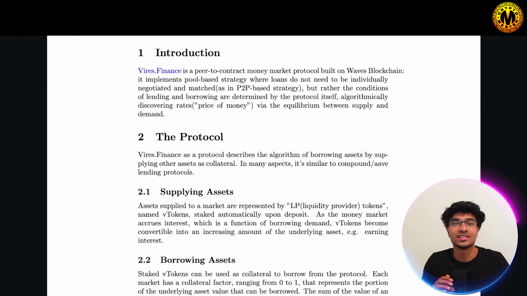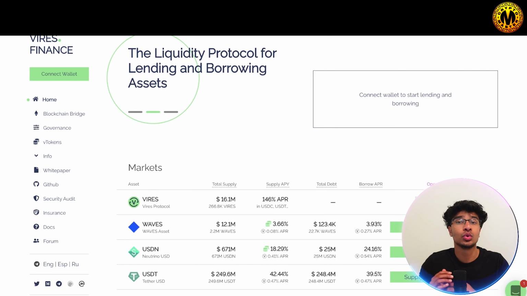So let's start with the basics and just get a little definition of what Vires Finance exactly is. So over here on their white paper, it says Vires Finance is a peer-to-contract money market protocol built on Waves blockchain. It implements pool-based strategy where loans do not need to be individually negotiated and matched as in P2P based strategy, but rather the conditions of lending and borrowing are determined by the protocol itself, algorithmically discovering rates, price of money via the equilibrium between supply and demand. So they're essentially a liquidity protocol based for lending and borrowing assets.